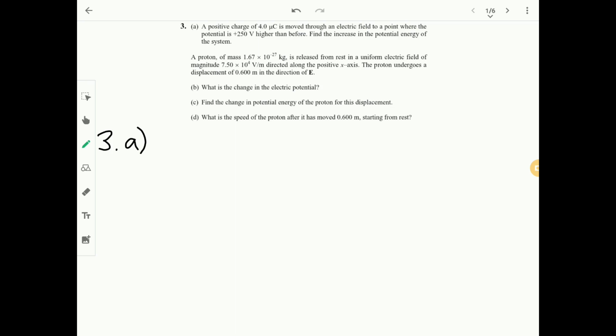Part A is asking, a positive charge of 4 microcoulombs is moved through an electric field to a point where the potential is 250 volts higher than before. Find the increase in potential energy of the system.